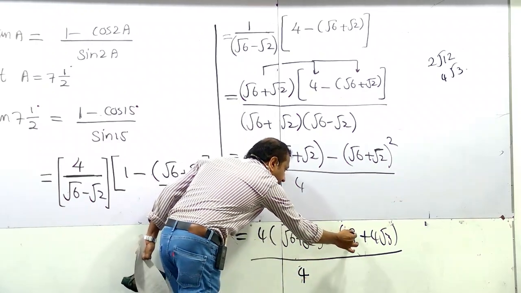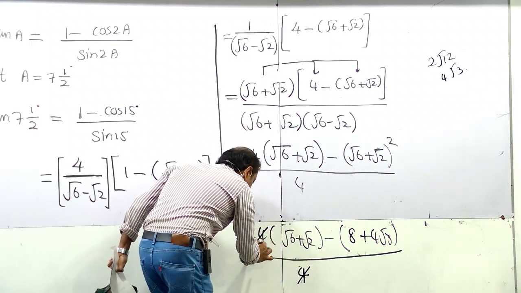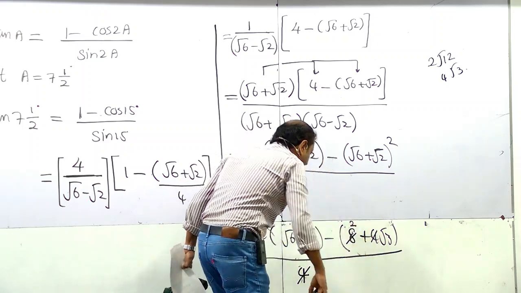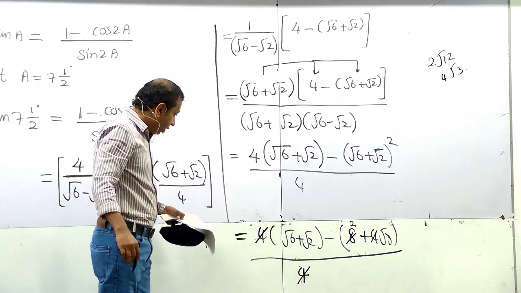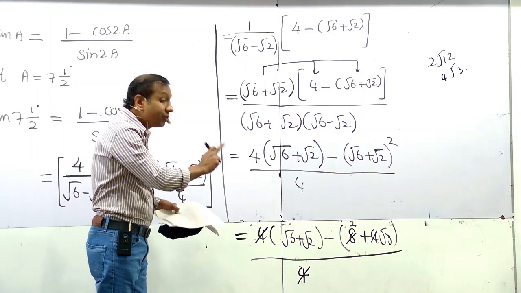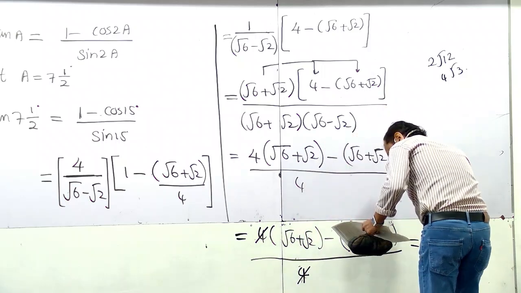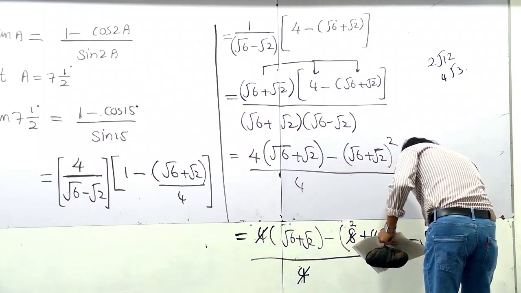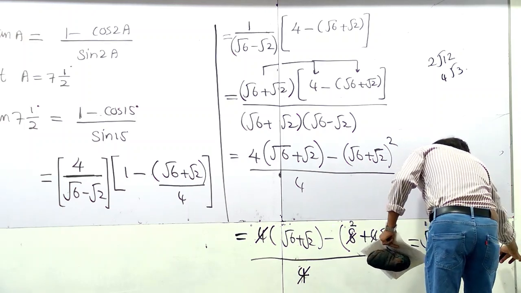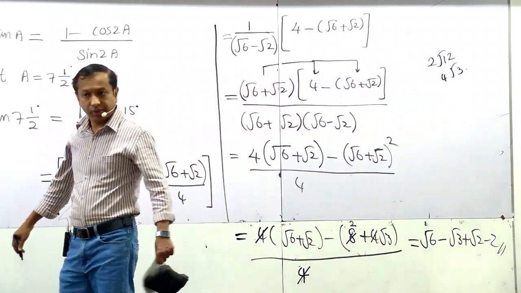Then take 4 out from here and cancel down with this 4. 4, you can cancel down with this 4. Here we have 2. Here we can cancel down. Then we get the answer, no? Root 6 plus root 2 minus root 3 minus 2. Answer coming. Right, no? This gives us the answer: root 6 minus root 3 plus root 2 minus 2. Right. Who got this answer? Good.